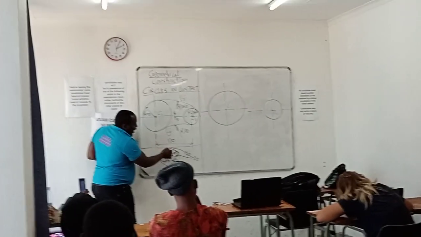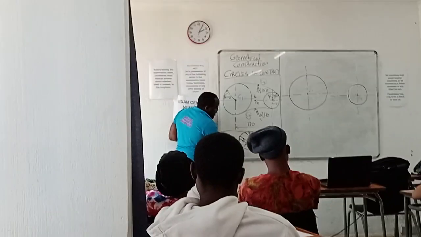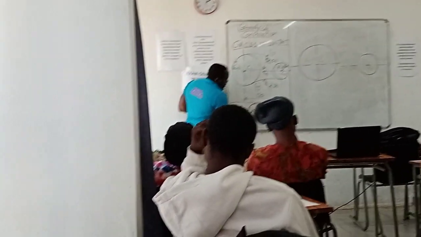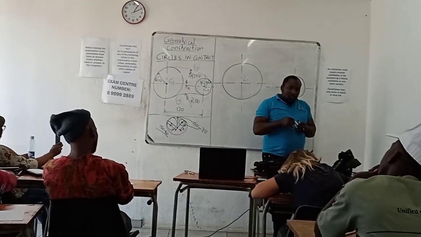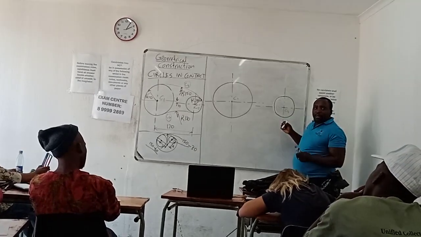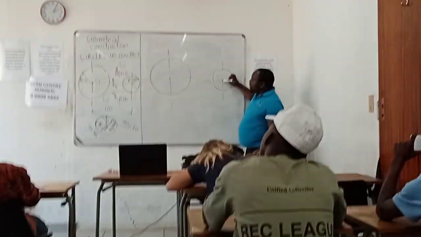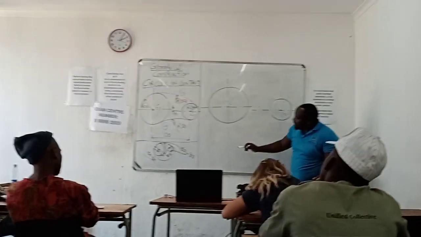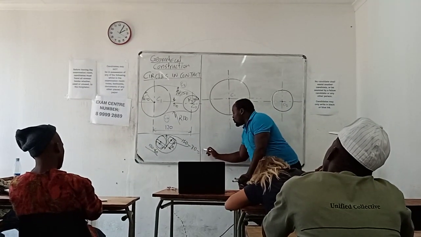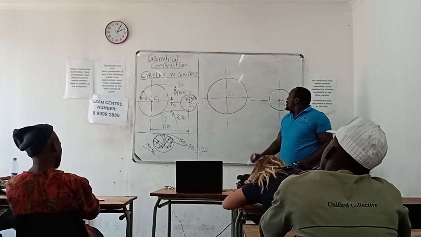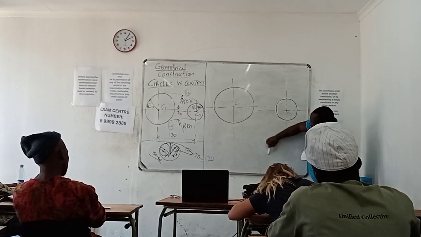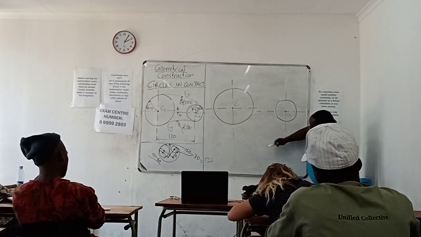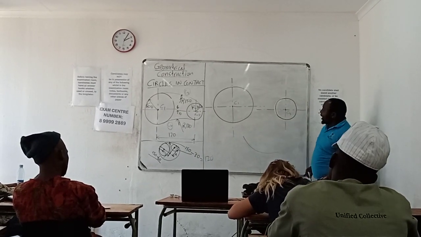So you say 150 minus 60. You come here. Open 150. Sorry, you open what? 120. Open 120. Draw an arc. Fence line, eh? Draw an arc.